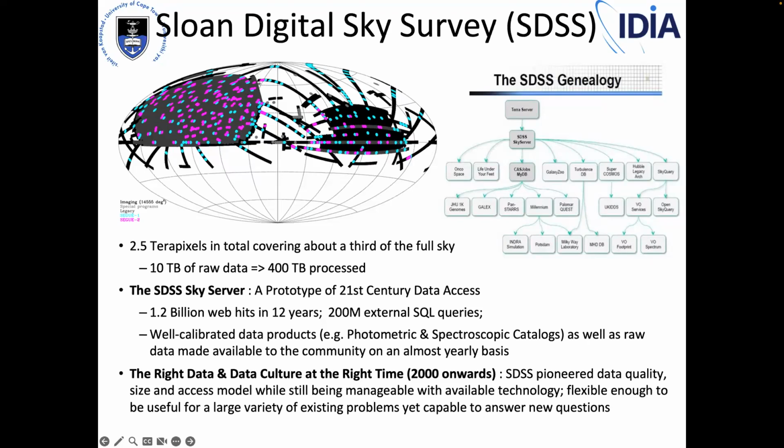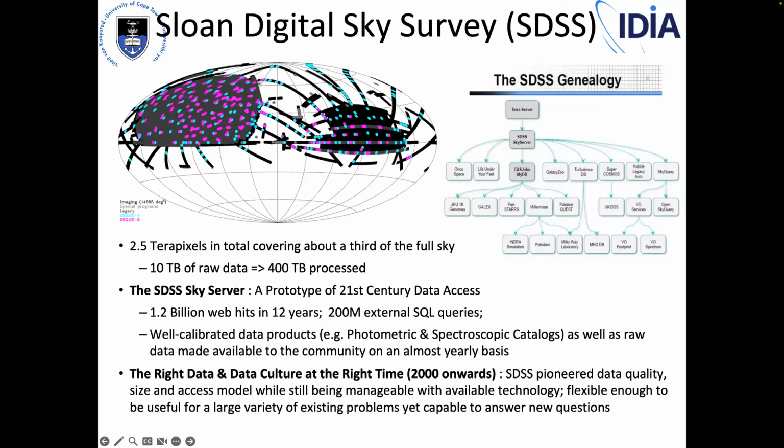They're now at their 18th, I think, data release. And they released it through a database that allowed you to download sources based on some criteria, and to do so homogeneously across the full footprint, which covers about a third of the sky. Over the years, the so-called SDSS SkyServer has been visited by billions of web hits and by hundreds of millions of external SQL queries.